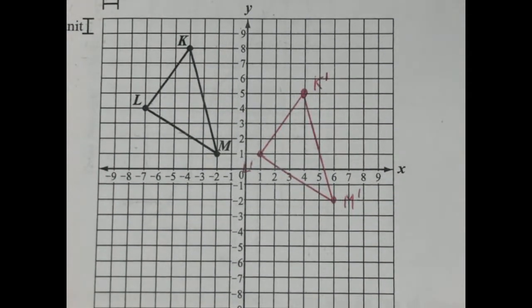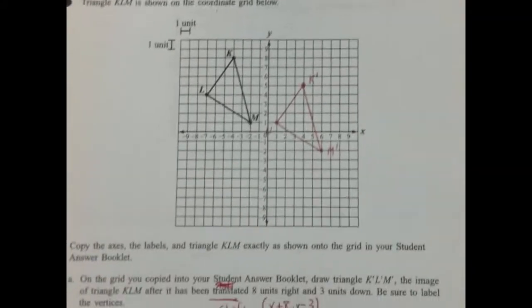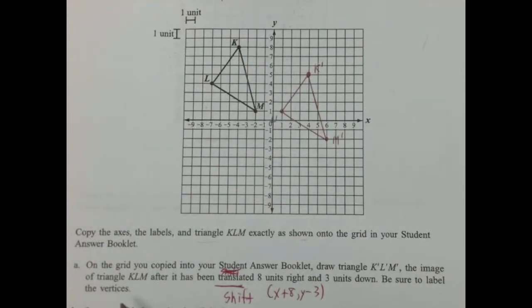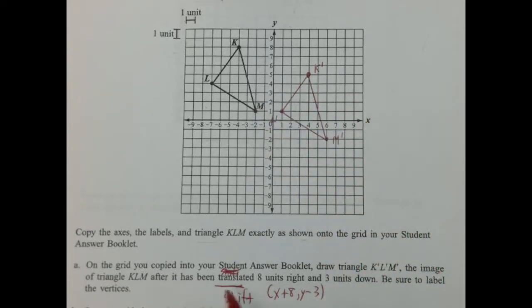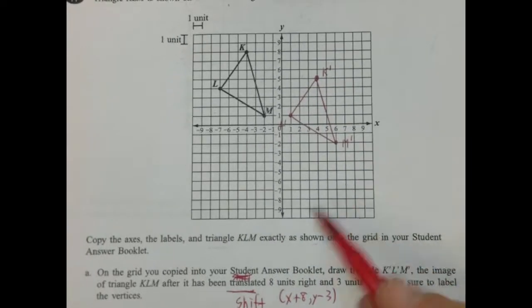There we are. Let's make sure we followed the directions there. In the last video I kind of made a mistake on one of them. So on the grid you copied it in. We drew the triangle K prime, L prime, M prime. Yep. The image of triangle has been translated. Be sure to label the vertices. All right, so part A is all done.